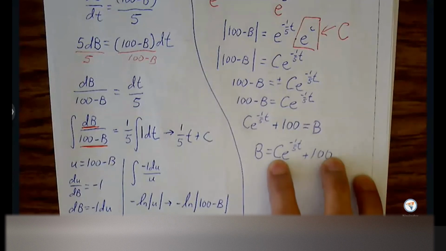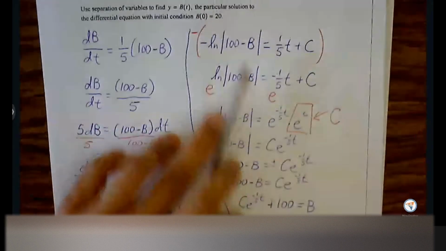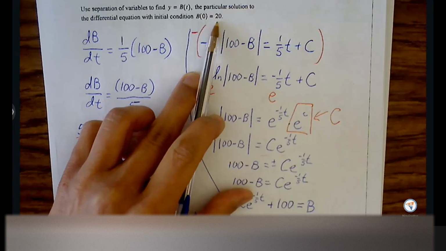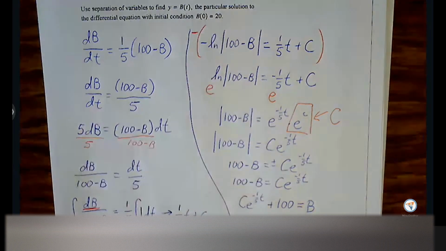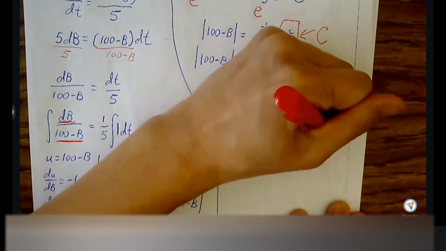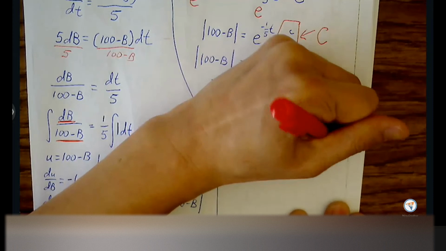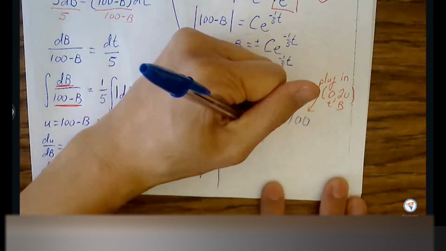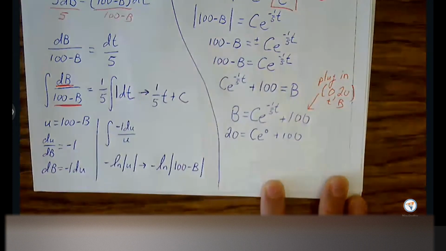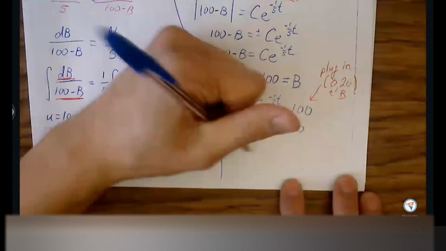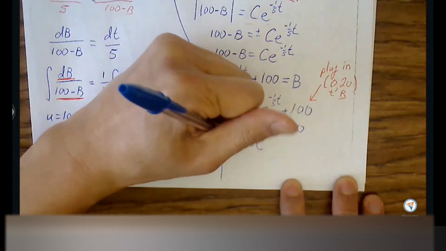Okay, from here, we have a general equation. We can move to our specific equation by putting in 0 for t and 20 for B, and then solving for C. Okay, the nice thing is at least the t is 0. So what's C equal to? Yeah, negative 80.